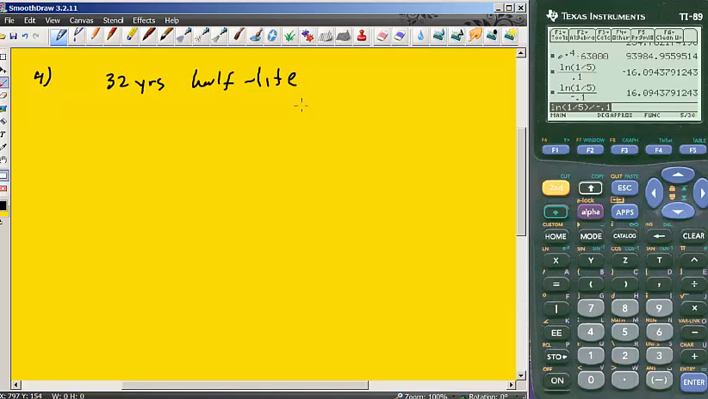Okay, find the decay constant. So they want me to find the decay constant, which we'll call k. When we're talking about money, we use Pert. When we're talking about everything else, we're going to use the same formula. The only thing is we're going to change some letters.